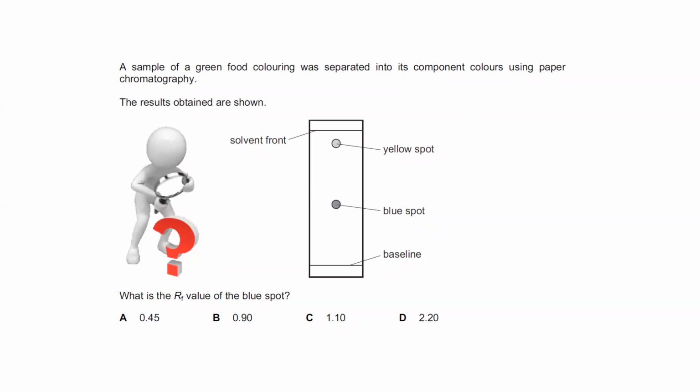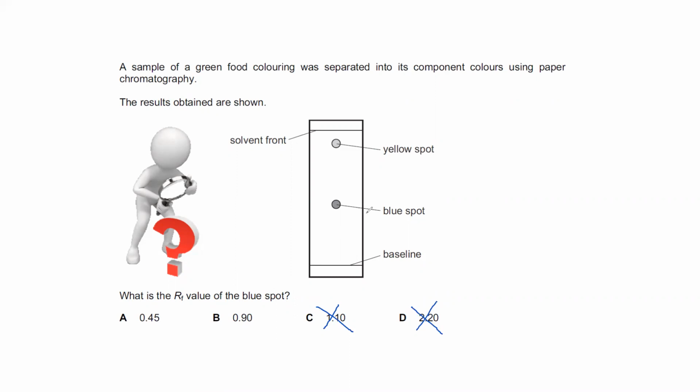Now in this case, a sample of green food coloring was separated into its component colors using paper chromatography. The results are obtained as shown. What is the RF value of the blue spot? So how do you work out the RF value? First thing, two of the answers are totally wrong because I told you the RF value cannot be more than one. So C and D are totally wrong.